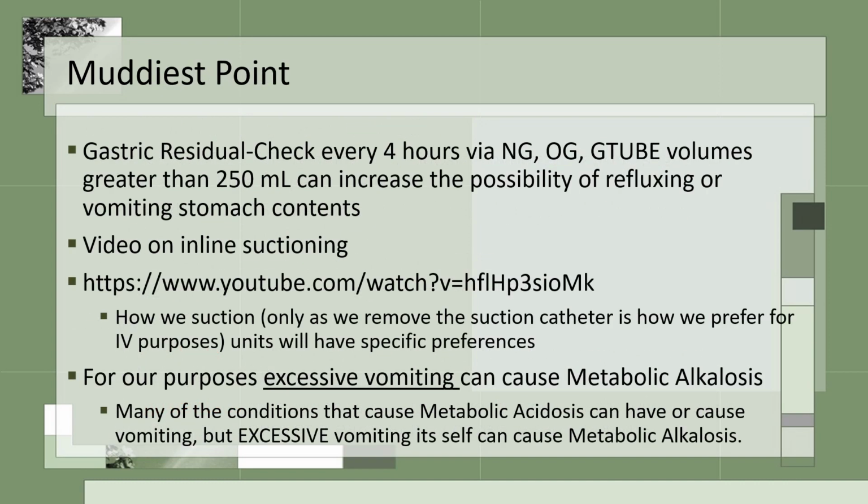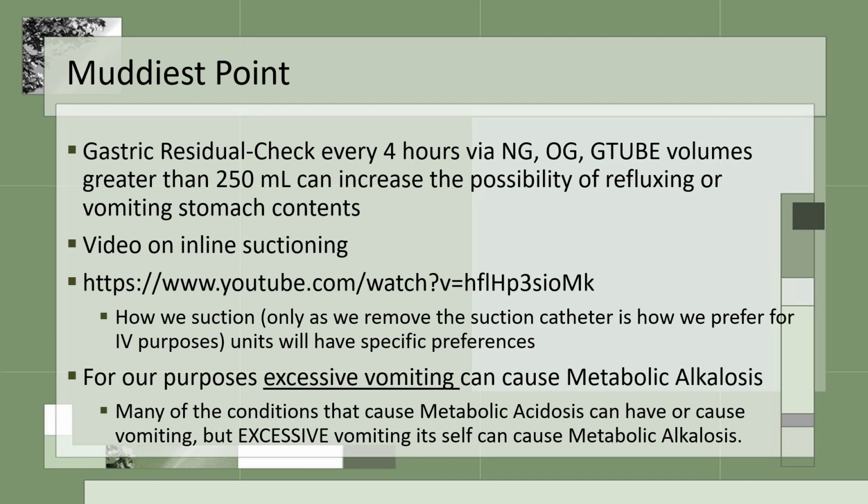Checking gastric residuals, we should check them every 4 hours via OG, NG, G-tube. Volumes greater than 250 mLs can increase your possibility of refluxing or vomiting stomach contents, and they could go in the lungs, so it increases your risk for aspiration, which can cause VAP, right?